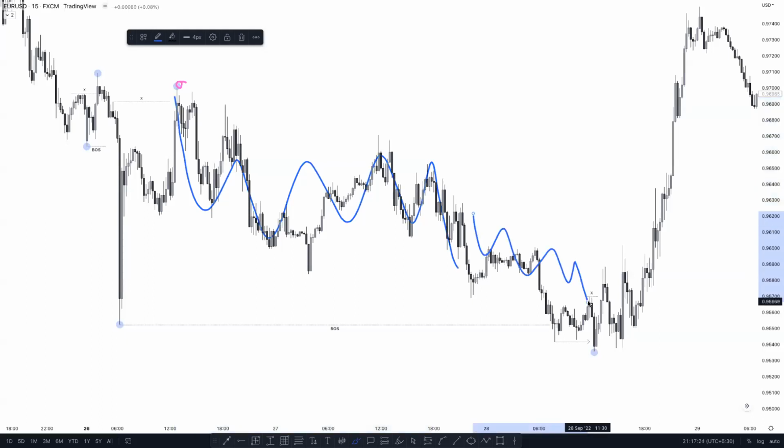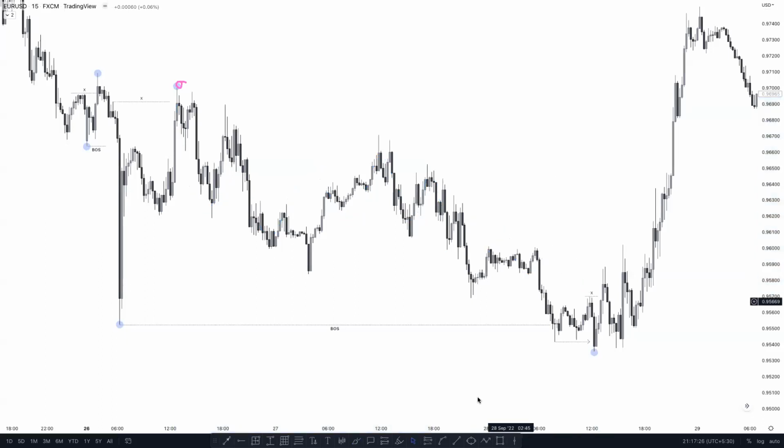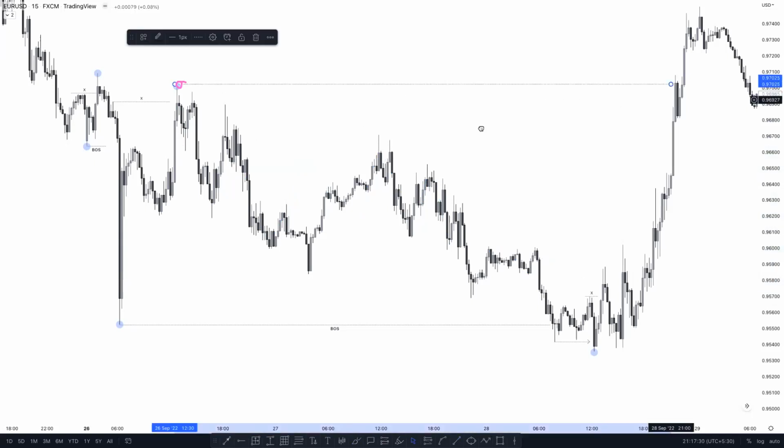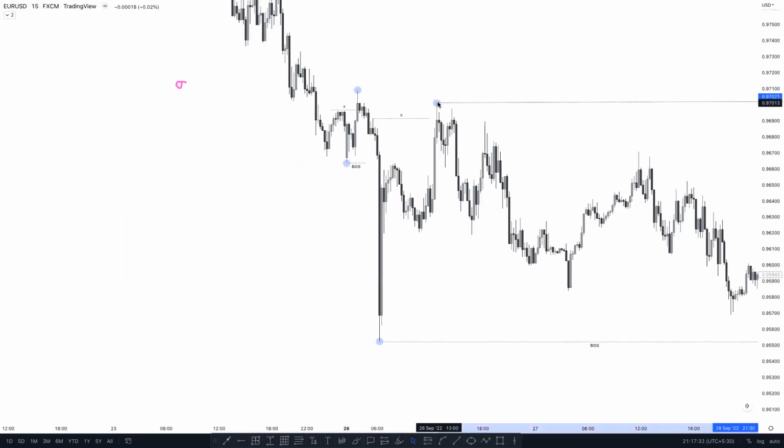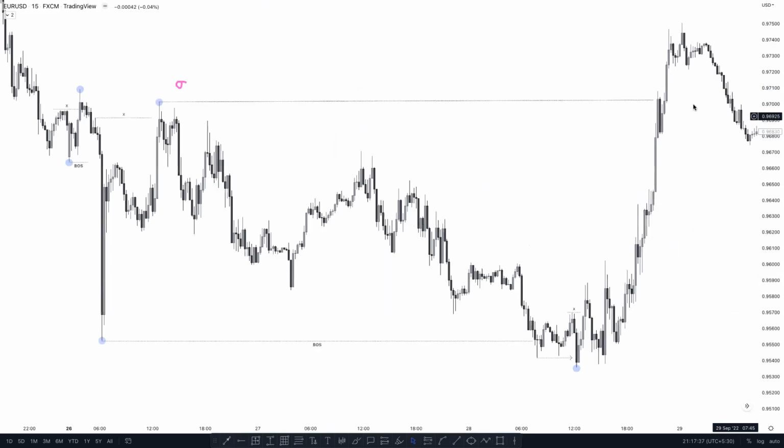Okay. So this one is our internal structure. What happened here? Market broke the structure. And after the break of structure, what happened here? What is this? Change of character, right? And this one is our change of character.